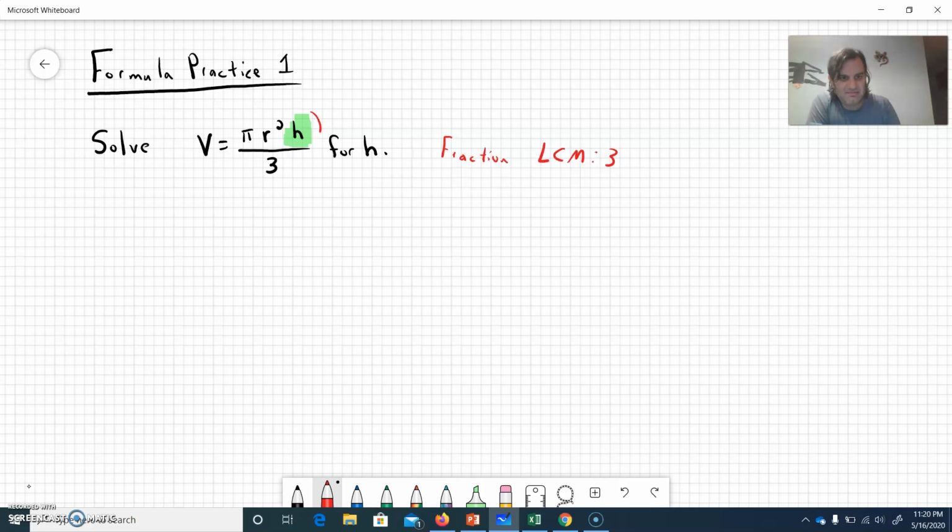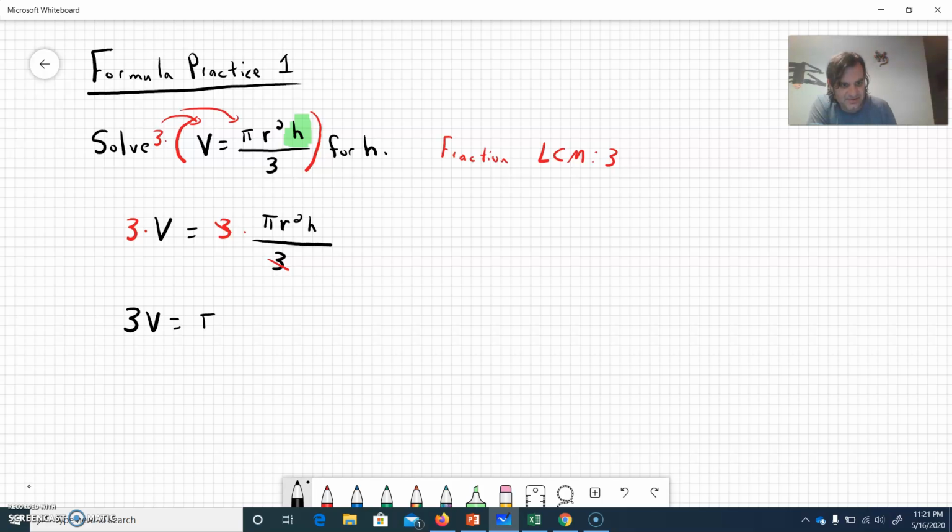And if I multiply both sides by 3, I will get something that looks like 3 times v equals 3 times the fraction of pi r squared h over 3, where the 3's cancel out on the right hand side. And I've simply got 3v equals pi r squared h.